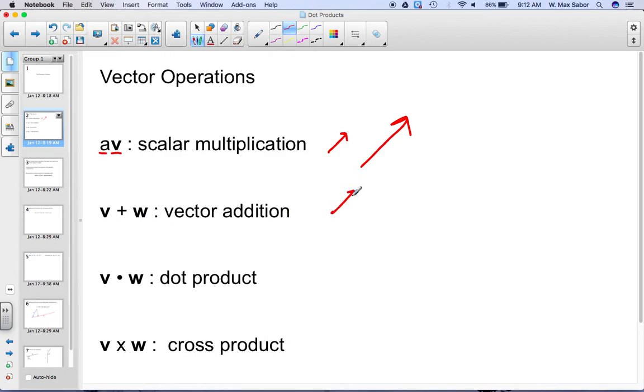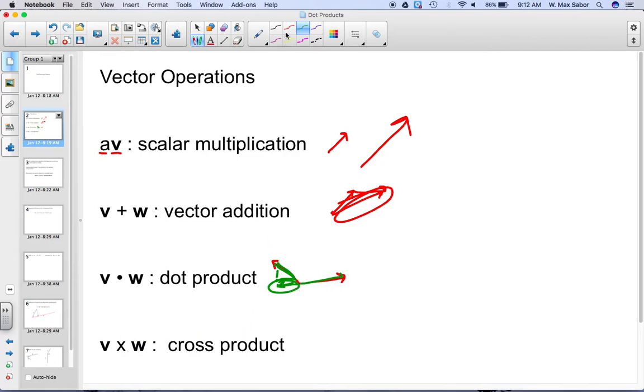Vector addition is when we take two vectors and add them together by placing them tail to head, and this is the overall resultant vector. The dot product is what happens when we take two vectors and find out their parallel components and multiply those together. So if we think about this as the part of this vector that is parallel to our other vector, and we multiply this and that together, what is the product of those two things?